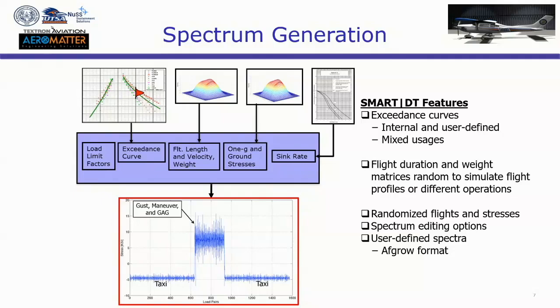Also, you can have spectrum editing. For spectrum editing, we have clipping or deadband. You say, hey, all these stresses between -5 and 5 don't produce any significant damage in my analysis, so I want to do deadband and just remove all those. You can do clipping as well, with some of those characteristics in the code, okay? And as I mentioned, if you want a user-defined spectrum, we use the AVGRO format right now.